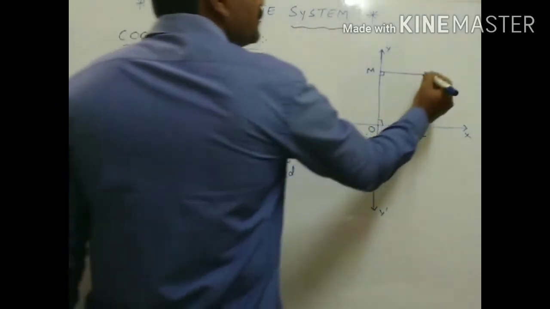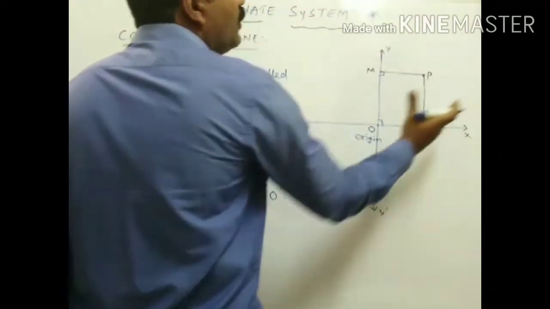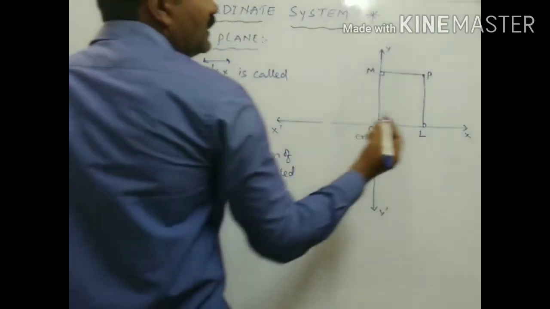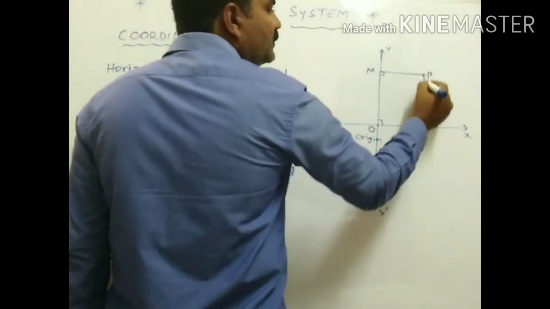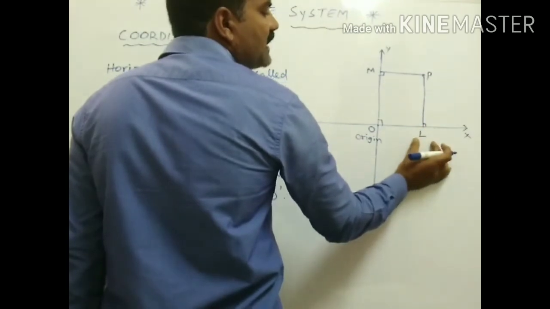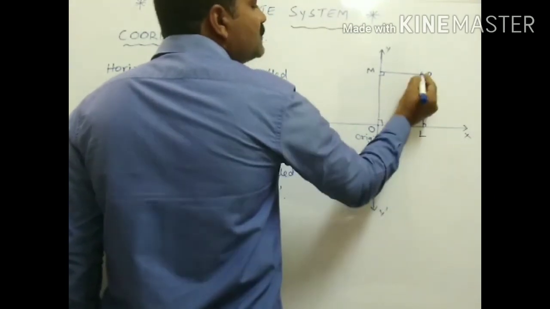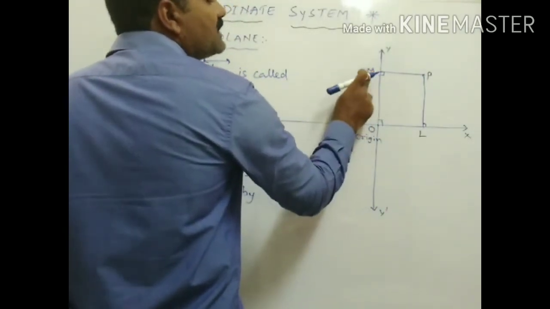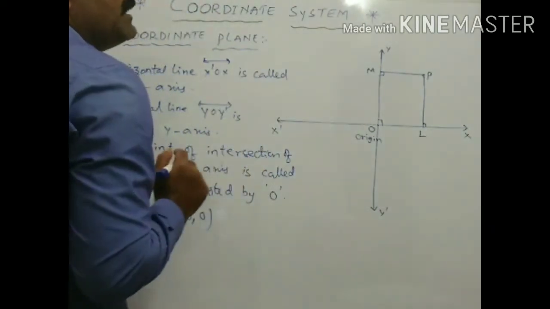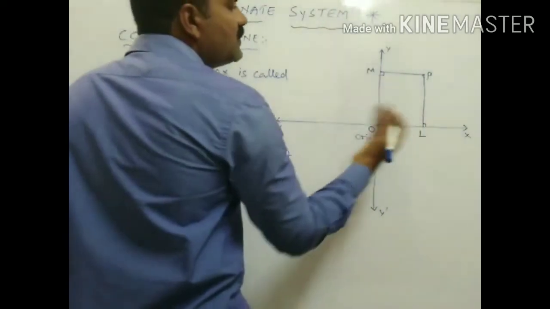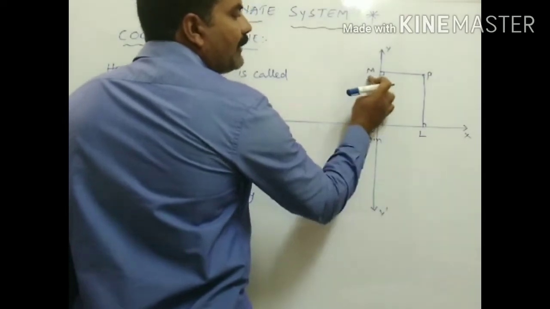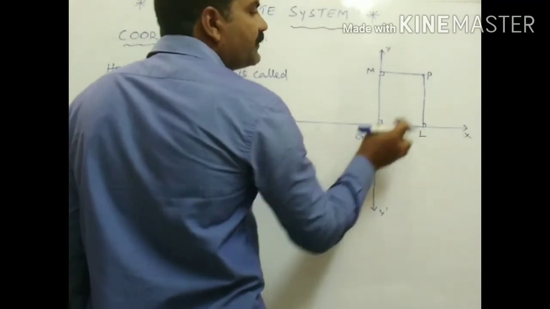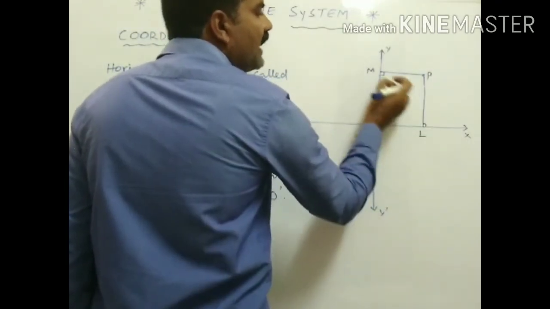So let us assume capital P be any point in the plane. Now draw the perpendicular from P to the x axis which meets the x-axis at capital L. Also draw the perpendicular from P to the y-axis which meets the y-axis at a point, say capital M. We can also call them L comma M, capital letters, the projections of P to the x-axis and y-axis.